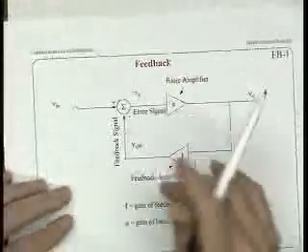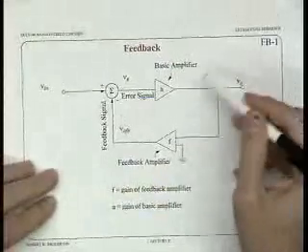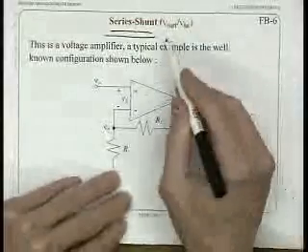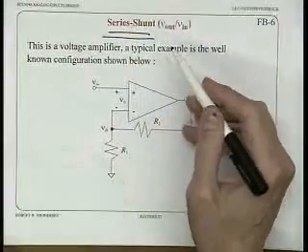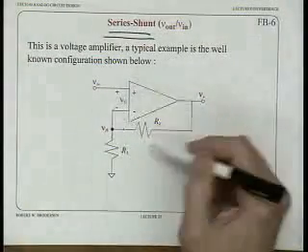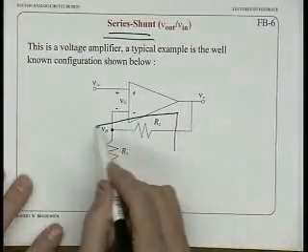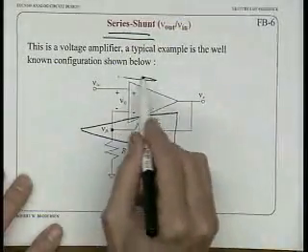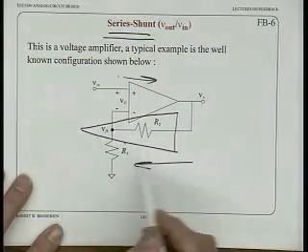Here's our basic feedback circuit. As I said, this could be currents in and voltages in, or currents out and voltages out. For the case of voltage in and voltage out, we call it series shunt. Why do we call it series shunt? Let me show you a way to redraw this. This is the feedback network right here, with a feed forward amplifier here and the feedback amplifier here, which includes this resistor as part of the feedback network.